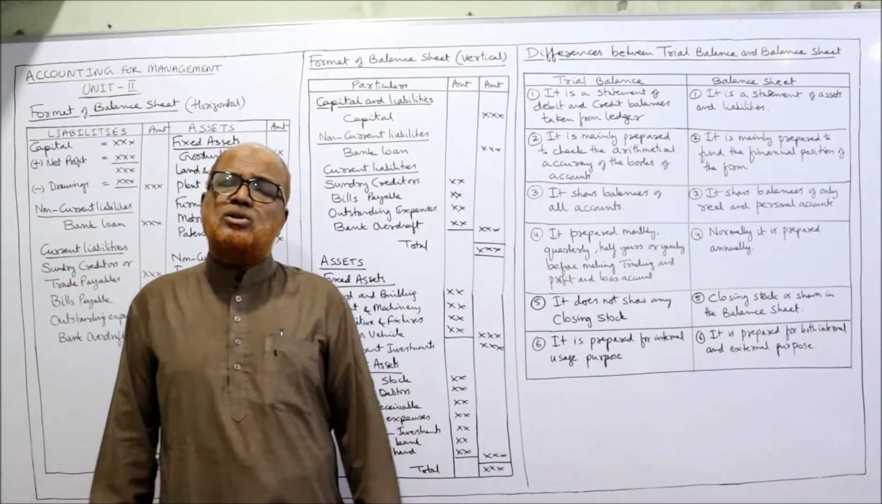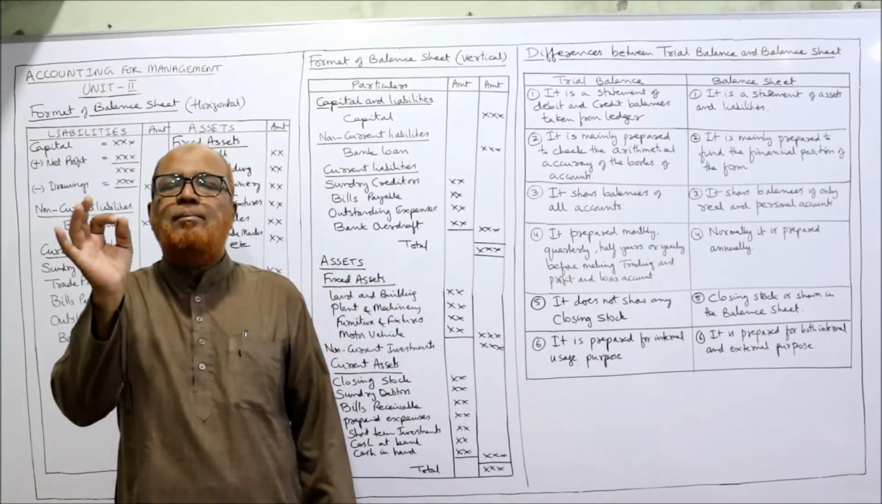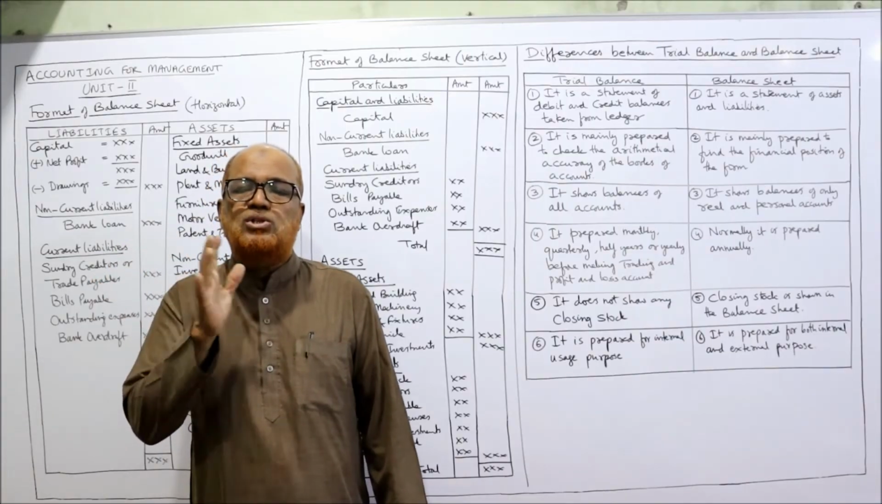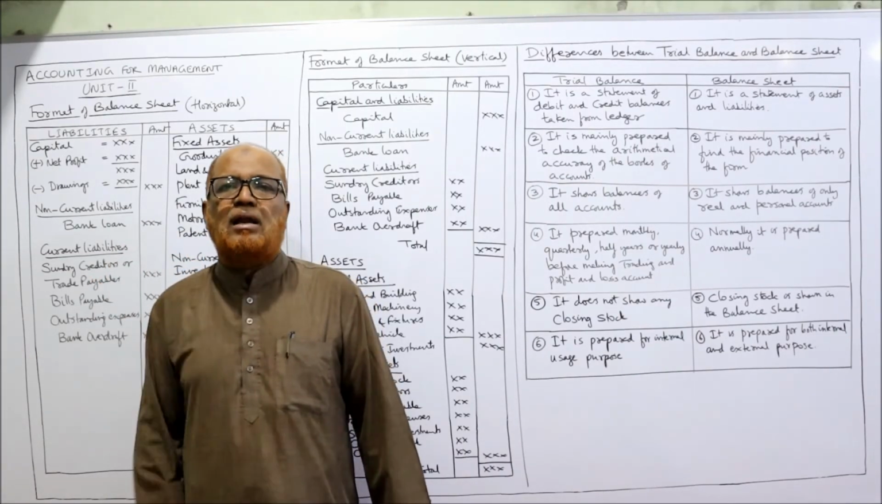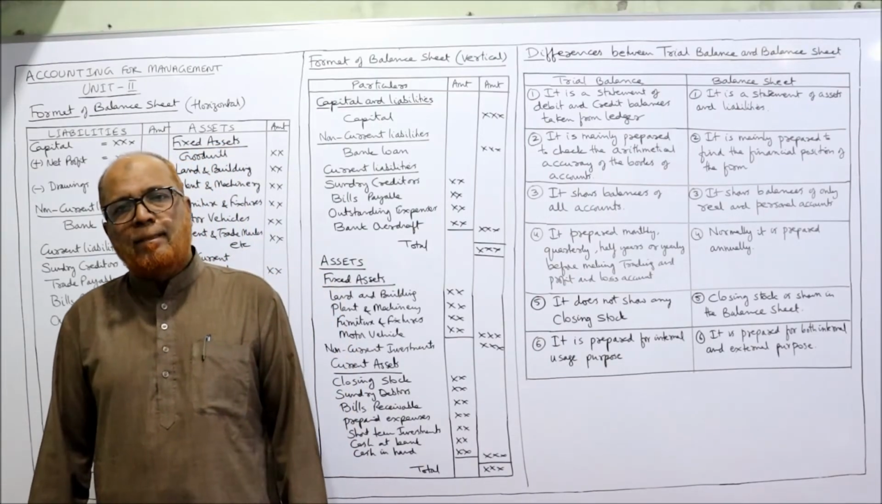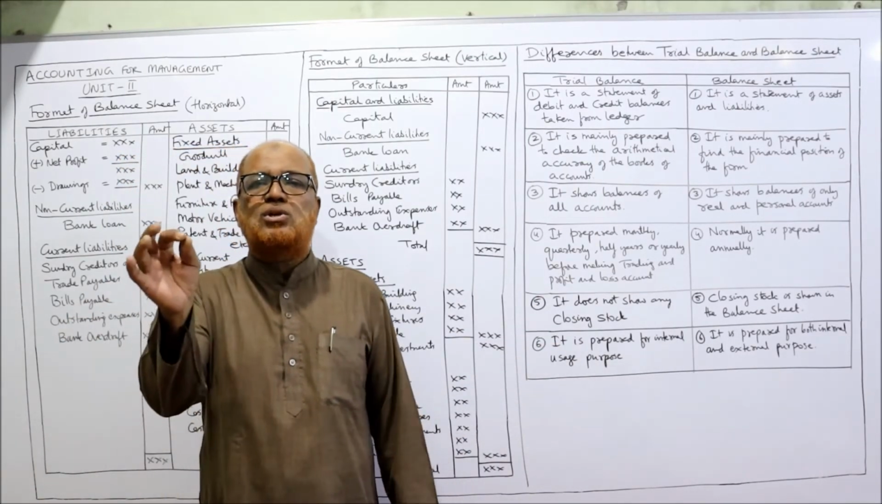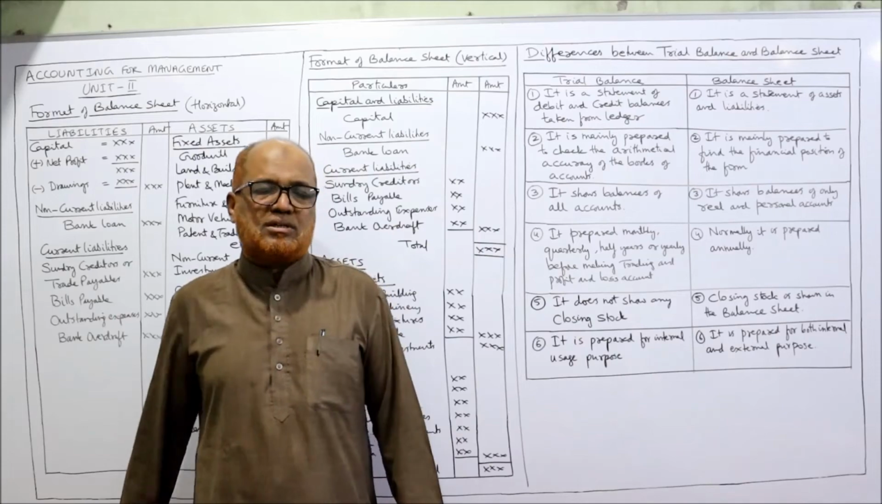It does not show any closing stock. One of the differences, trial balance does not show the closing stock. Closing stock will be taken in the adjustment. After making the trial balance, we find out the closing stock. But in case of balance sheet, the closing stock is a part of the balance sheet.